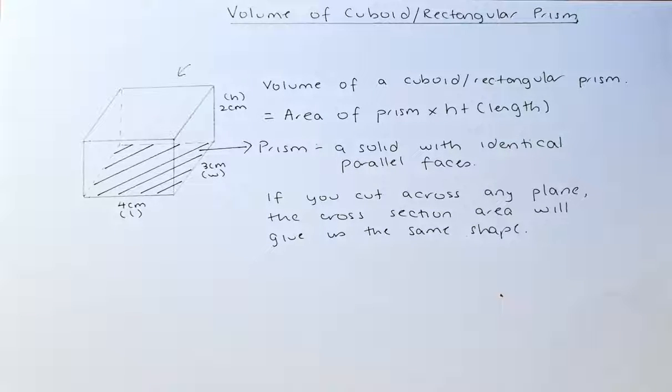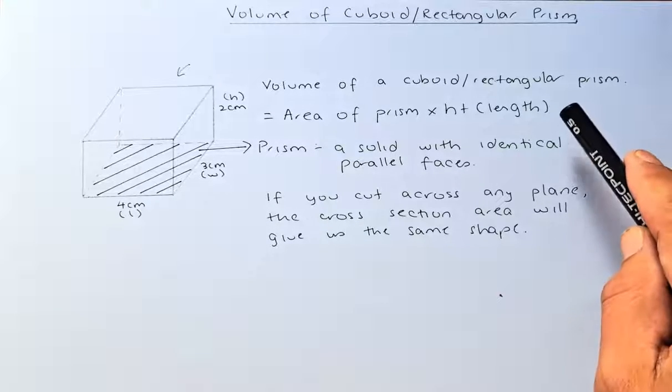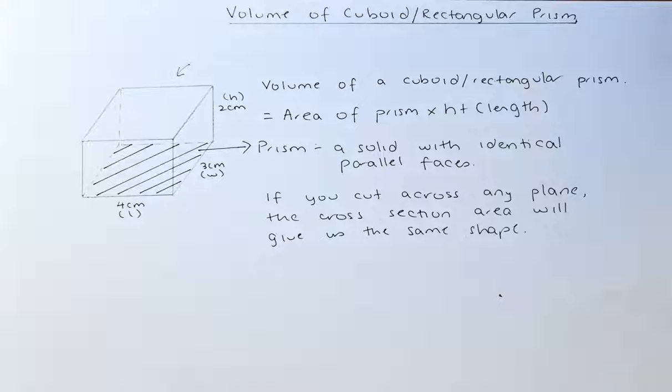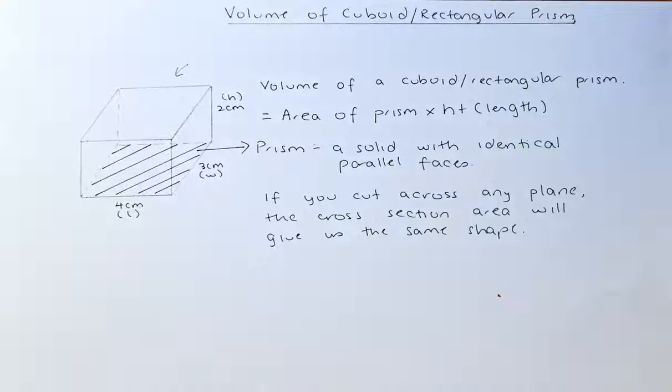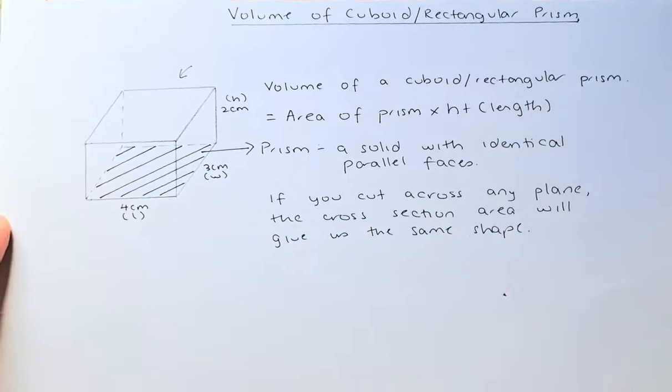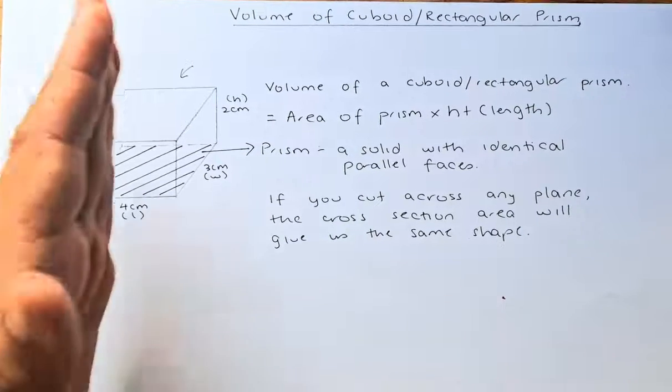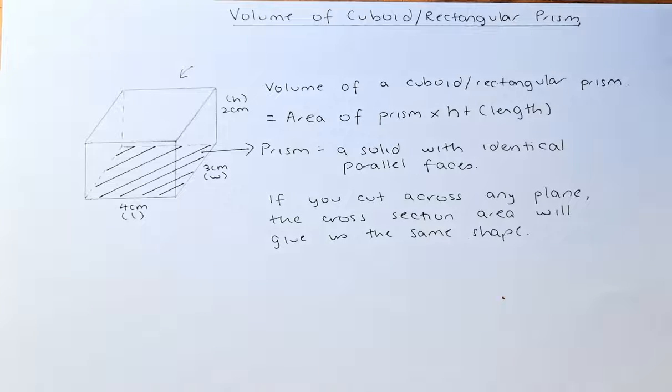The formula to calculate the volume of a cuboid or rectangular prism is this: area of the prism multiplied by height. So what is the prism then? A prism like this is a solid with parallel faces. These are all parallel. If you cut across any plane, the area will give us the same shape.